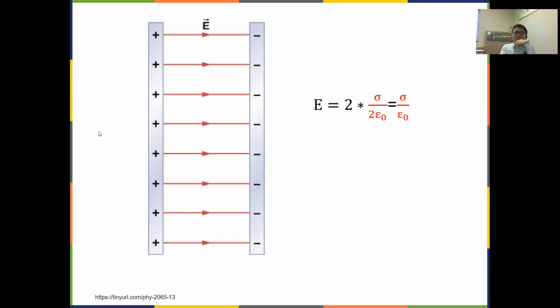Outside here, the E field by this plate is in that direction, and by this plate is in the other direction, so that cancels. So typically the outside will be 0, and the same on the other side. E field by this one will be in that direction, but by that one will be in the opposite direction, so that also cancels out. Okay, so then it's 0.